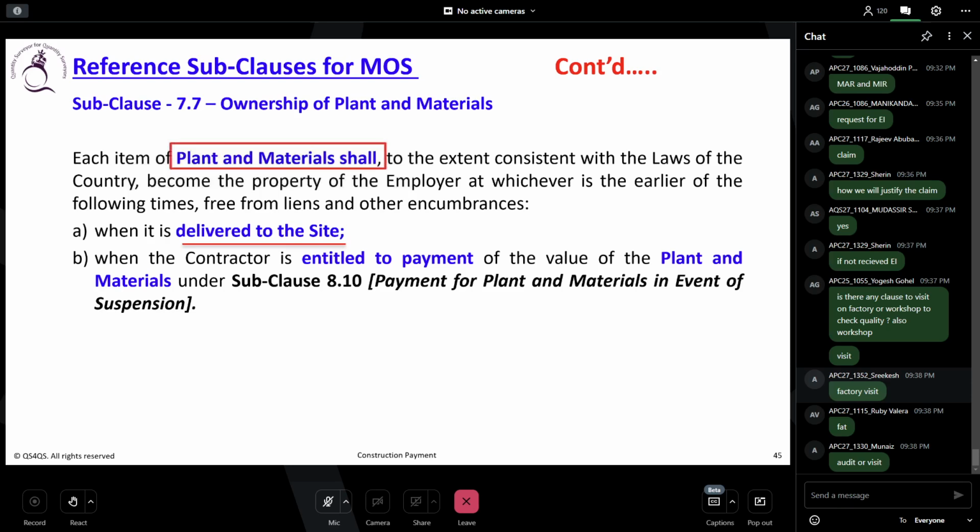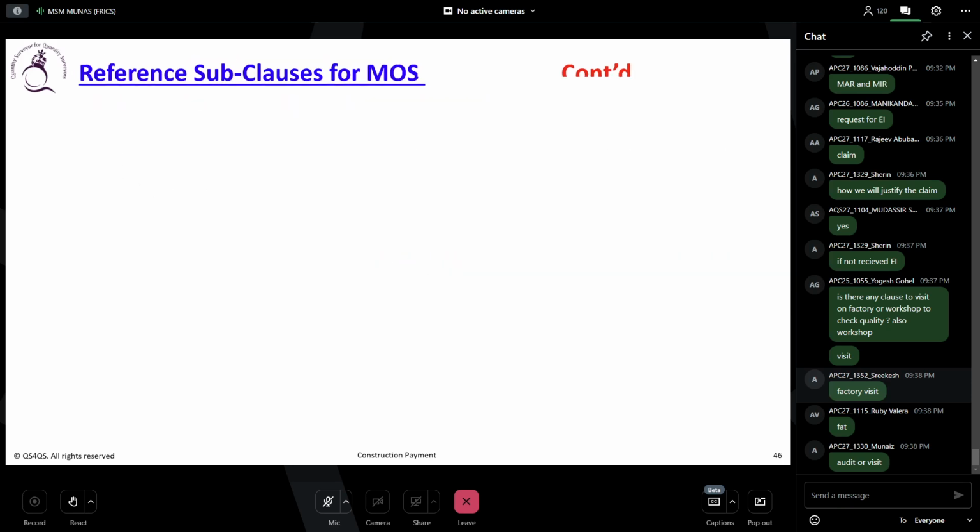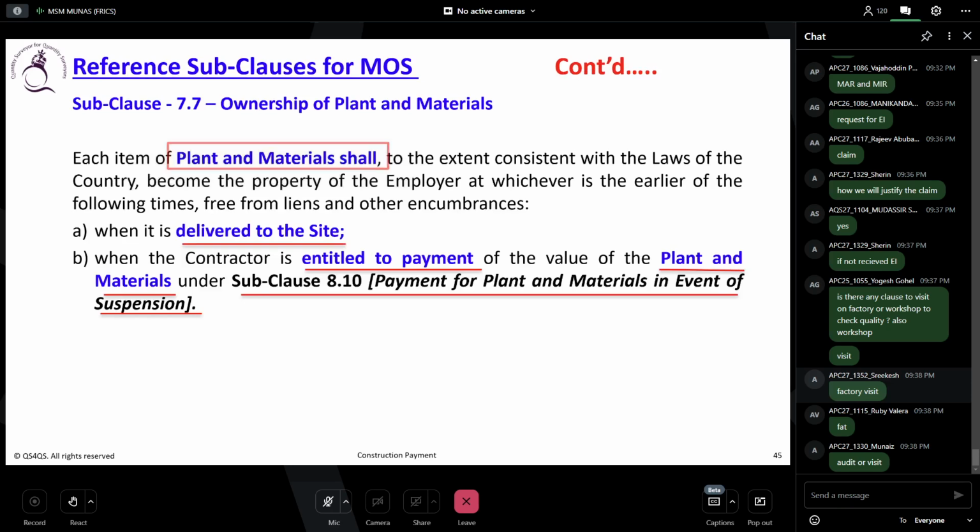Okay, so again, remember during the suspension, in the one lecture series, we talked about suspension and termination. There we discussed this. All the material, when the project is suspended, becomes an employer property, and the employer must pay for all of them.